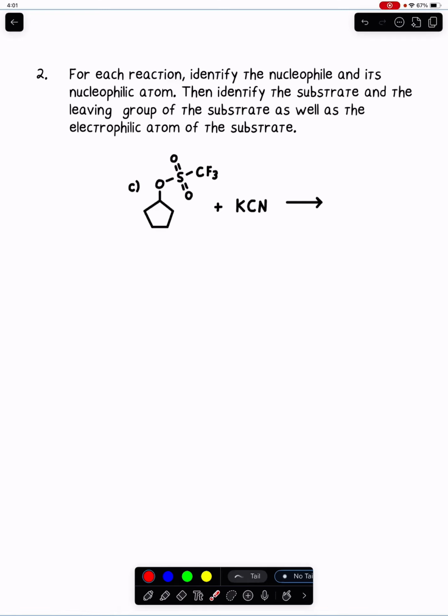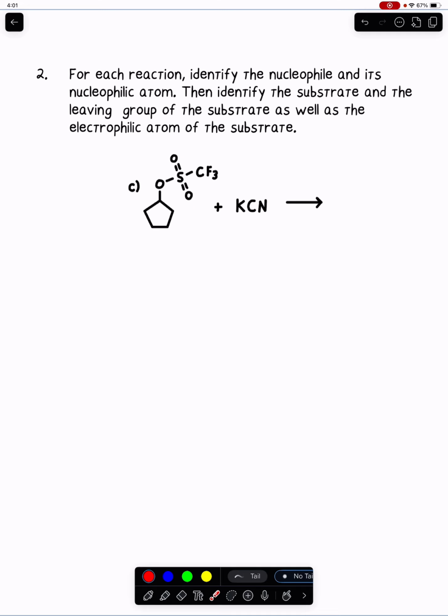In this example, you're being asked to identify the nucleophile as well as its nucleophilic atom, then to identify the substrate and the leaving group of that substrate, as well as the electrophilic carbon atom of that substrate. So we have these two species here. One is a substrate, one is a nucleophile. Let's start with this one here on the left.